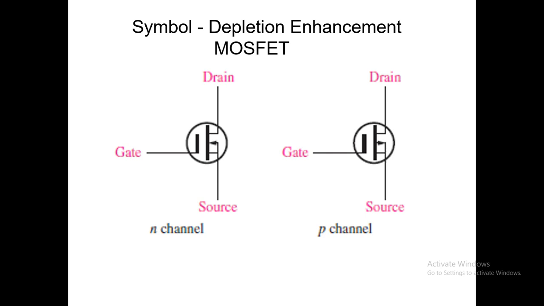So this is the symbol for the depletion enhancement MOSFET. Since the line is a continuous one, it indicates the physical channel is present between the drain and source. The inward direction of the arrow indicates the n channel, and the outward direction of the arrow indicates the p type channel.